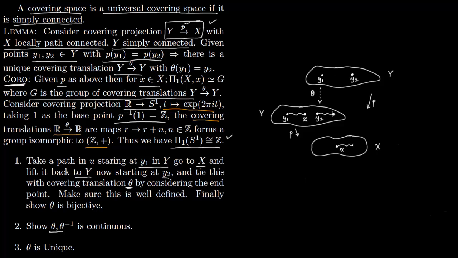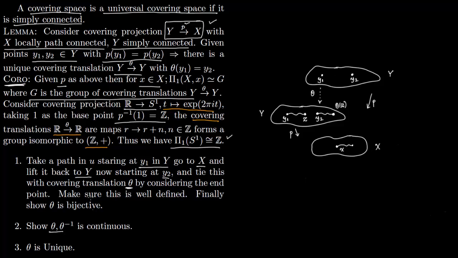So there is some endpoint of the path. So the endpoint of the path, you call it theta of z. So this is how we are defining theta. The endpoint of the path is theta of z. So this is how you define this covering translation theta.